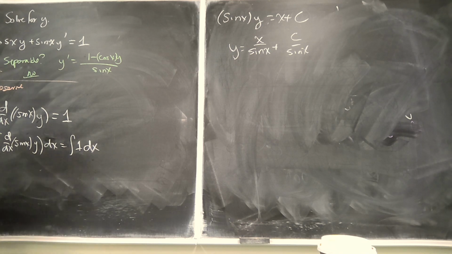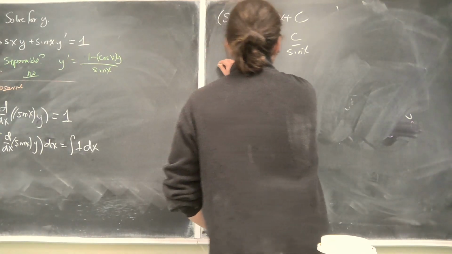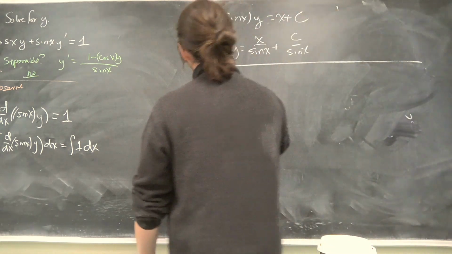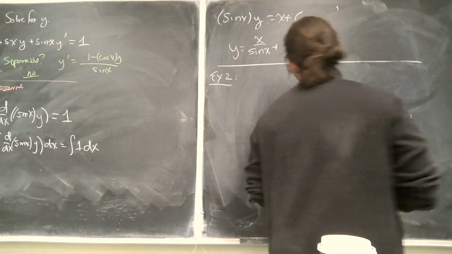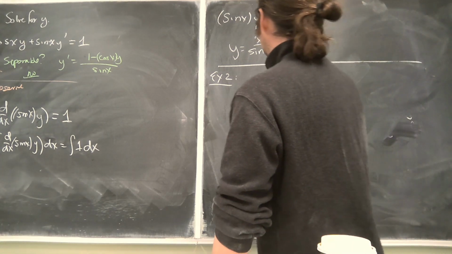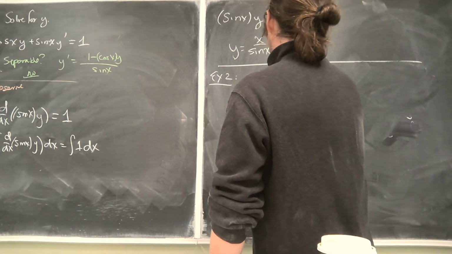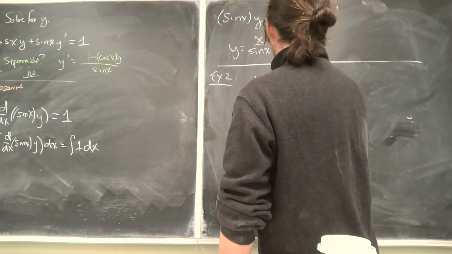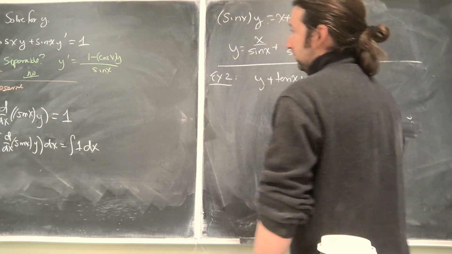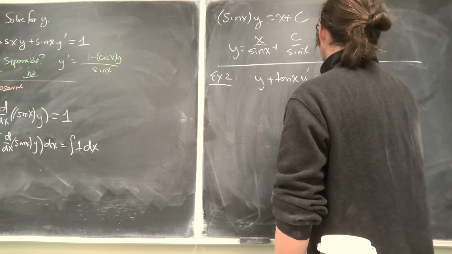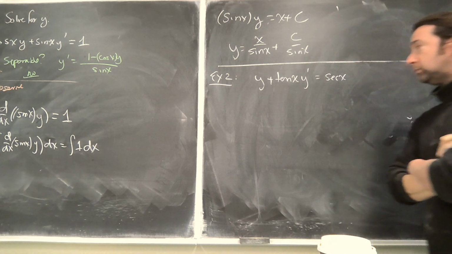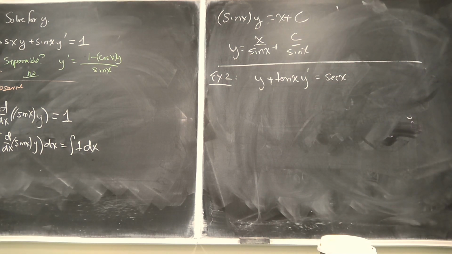The problem is, of course, not every equation is written that way. So here's example 2. What if instead I gave you the differential equation y plus the tangent of x y prime is equal to the secant of x? Now I look at that and I think, well, I'm doomed.